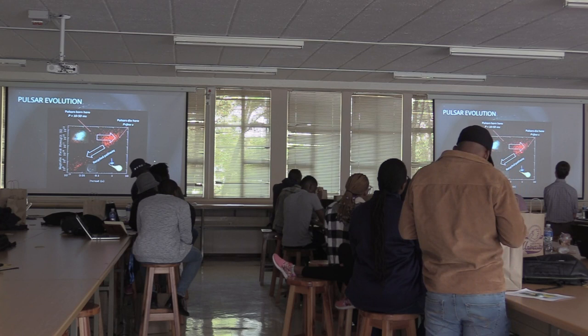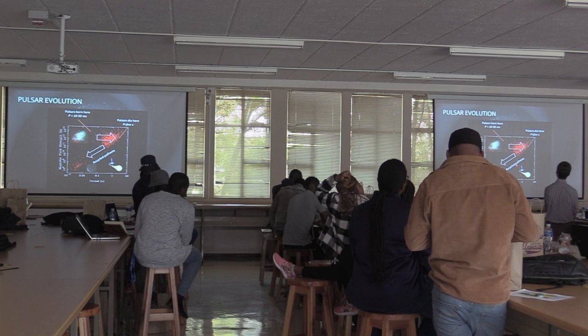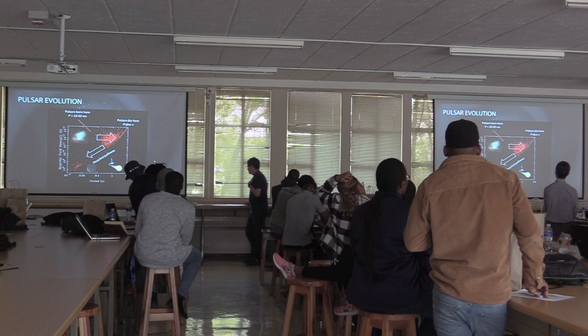But if you're lucky, you have a low magnetic field, and you can live a lot longer, even up to like a giga-year. And if you're super lucky, you have a companion star that can do an amazing thing to you, which we're about to learn about. Because it's a source of great joy to every pulsar astronomer.